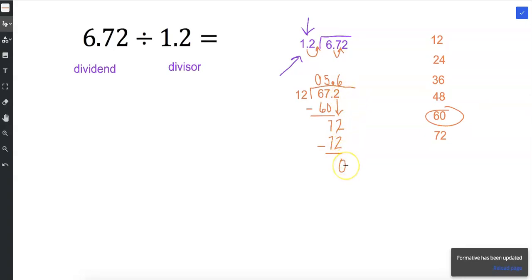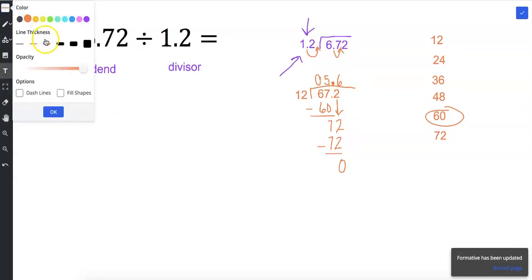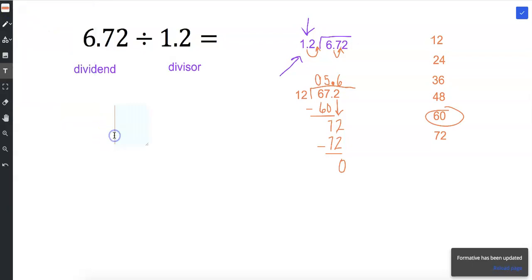So this is when you know that you're finished with the problem. It ends with a 0, a remainder of 0, and there's no number to bring down. So my final answer is 5.6. So I'll take my typing tool, make this a little bit larger so it's easier to see, and I'll type that my answer is 5.6. And I'll also put a rectangle around it to show that that is my final answer.